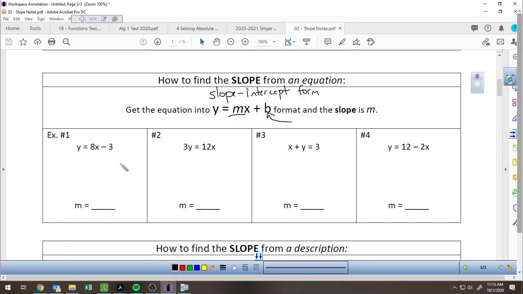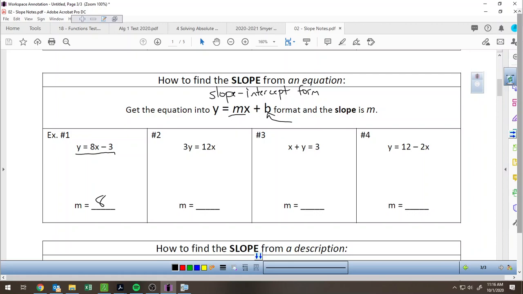What is the slope of this line given that equation? What's the m value? Last year I had so many people screw this up. The first way you can screw this up is put the x. The x is not the slope. A slope is just a number. It's the number in front of the x. That's all it is.